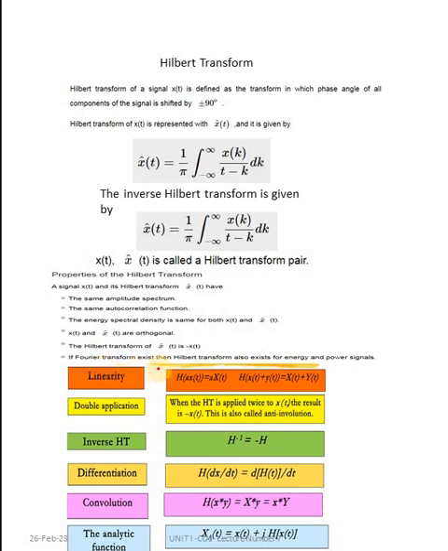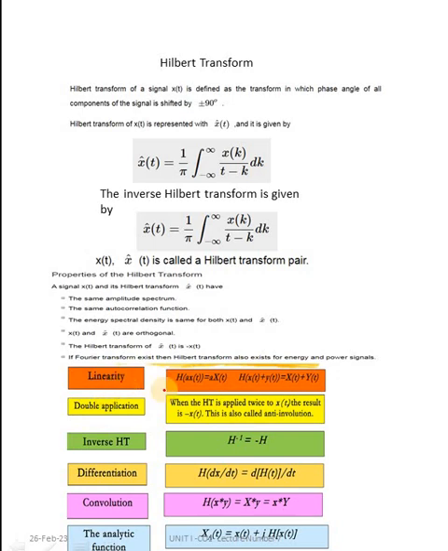If the Fourier transform exists, then the Hilbert transform also exists for energy and power signals, which means if you are obtaining the Fourier transform for any input signal, that signal has energy and power. Similarly, it is applicable for the Hilbert transform also. So these are all the properties of the Hilbert transform.